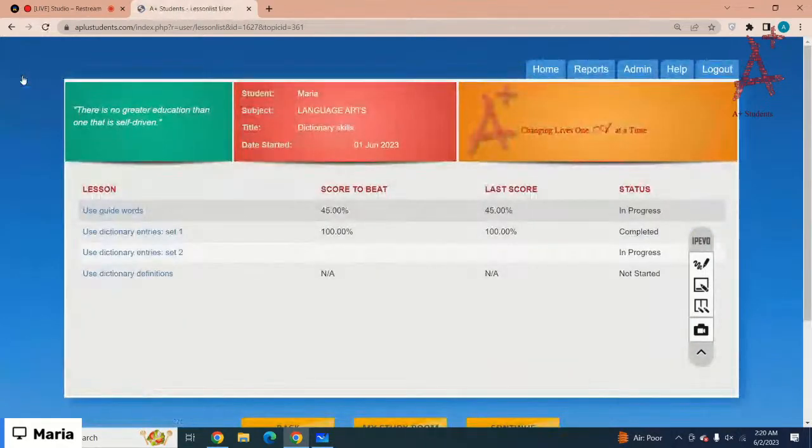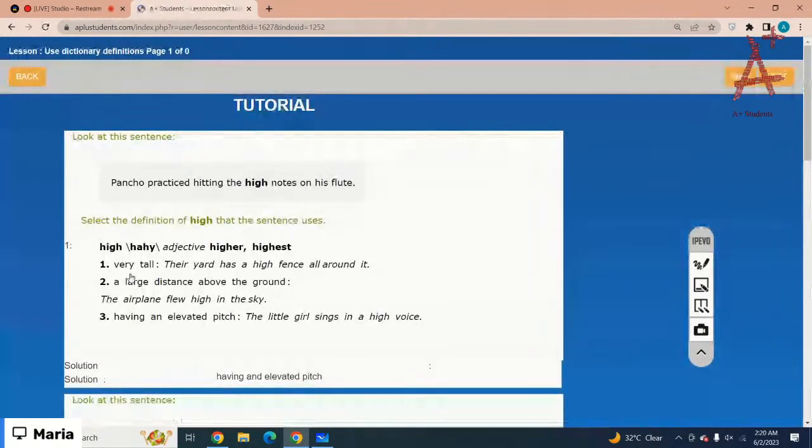Okay, the next one is use dictionary definitions. Okay, look at the sentence. Panchu practiced hitting the high notes on the flute. Select the definition of high that the sentence uses. So sometimes you have words where you have to identify the meaning of the word according to the sentence. Got it? You can see the word high. Usually high is used for something that is tall. Got it? But here you have high notes on the flute.